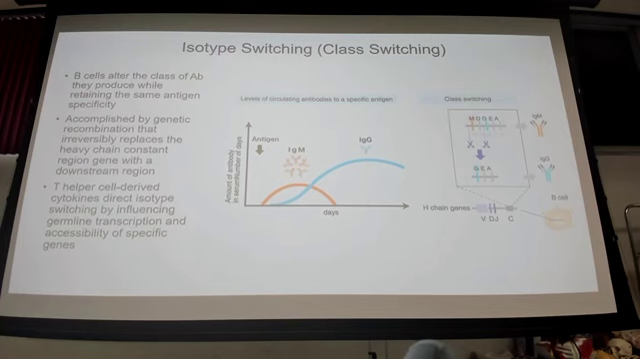So beyond that, you can class switch to other isotypes as well. You can class switch to IgE. If you have signals that indicate you're dealing with a parasite, then those B cells will be stimulated to class switch to IgE molecules. Or if you need a stimulatory response, then class switch to an IgA.